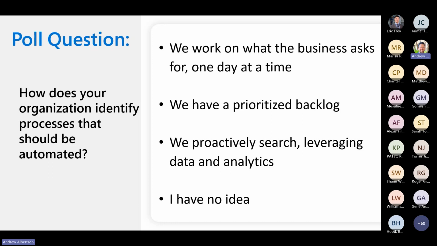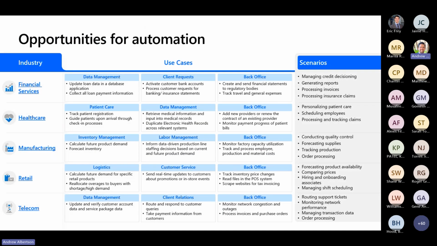What we want to do by using process mining is get us to that answer 3, right? I want to proactively search for and prioritize automations, leveraging data and analytics. And we're going to use process mining to get us there. And the reason we want to use process mining to get us there is we have all these great use cases, right? We want to get to these use cases. We want to find these things that all the other customers in the ecosystem are also finding. But more importantly, we want to find the things that aren't on this list, right?